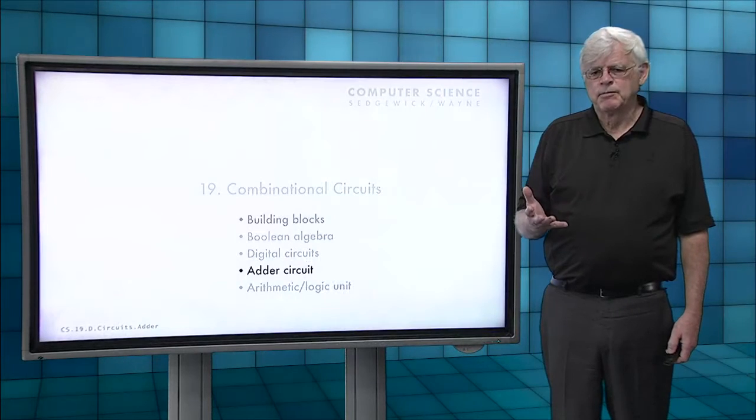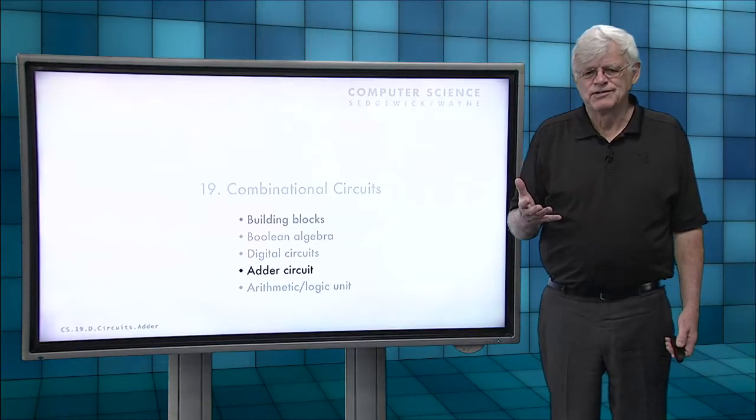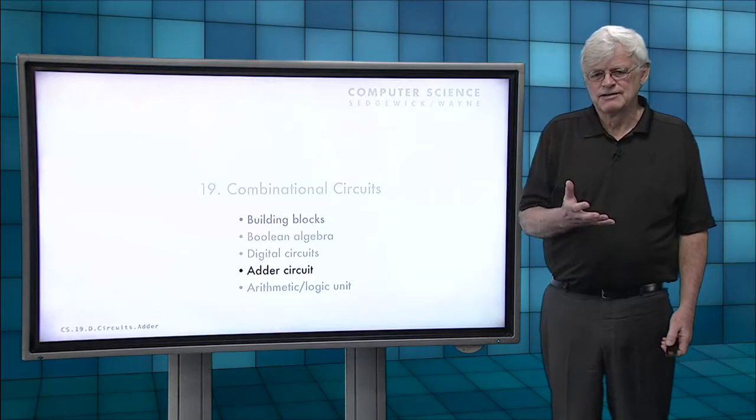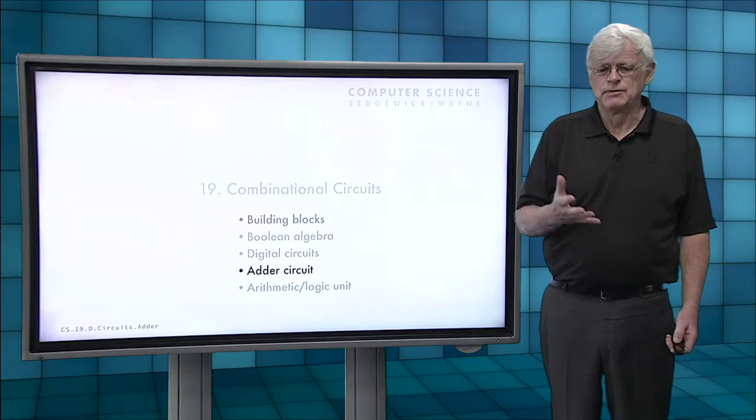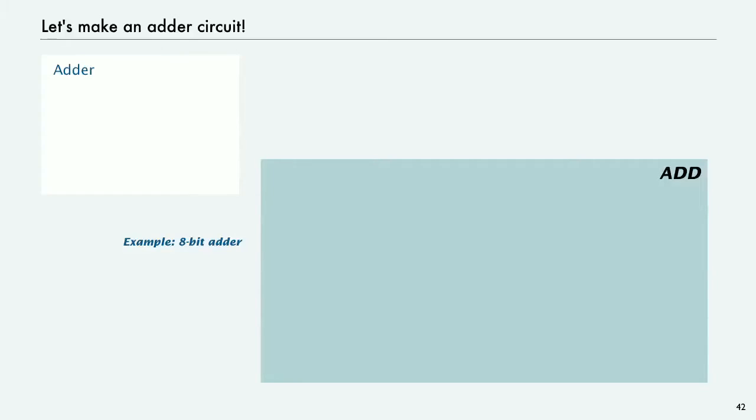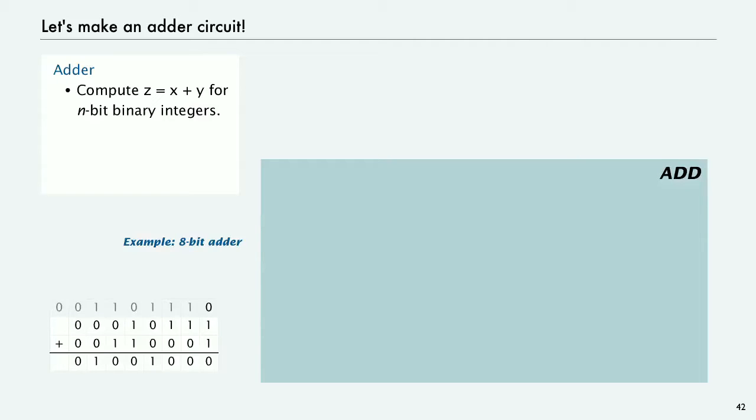Now we're really ready to build a circuit that can add two numbers, and this will be representative of the kind of calculations that we want to do with our computing devices. So let's make an adder. We're going to do an 8-bit adder, and what we want to do is say that we have two binary integers, x and y, in this case 8 bits, and we want to compute the value of their sum. So here's an example, and we've done binary addition in many cases before.